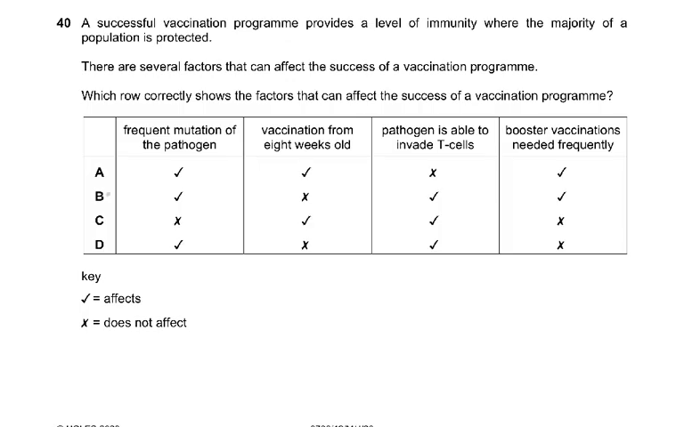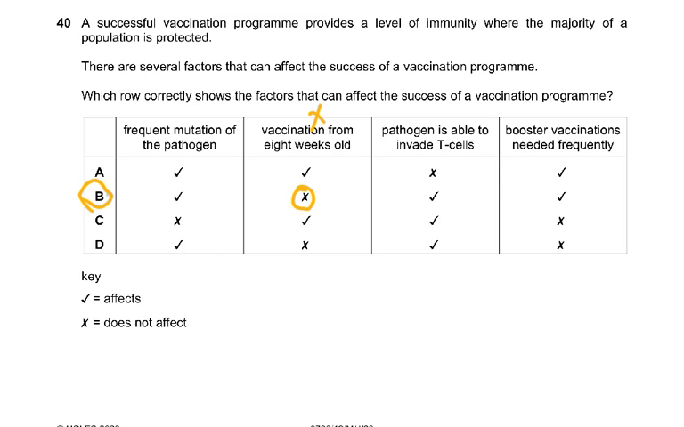A successful vaccination program provides a level of immunity where the majority of the population is protected. There are several factors that affect the success of a vaccination program. Which row correctly shows the factors that affect the success? So the answer is B. I'm sorry, I'm running out of time. The reason is that vaccination from 8 weeks old would of course mean that you need to vaccinate early. So this was not a very good answer. So that's why this one should have been there.